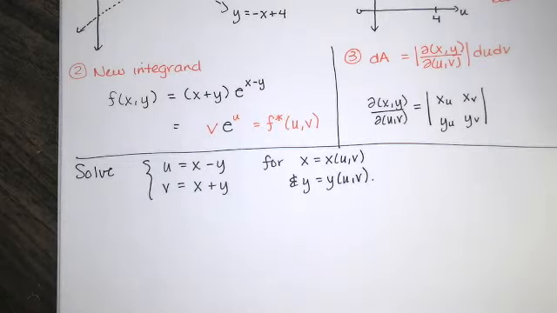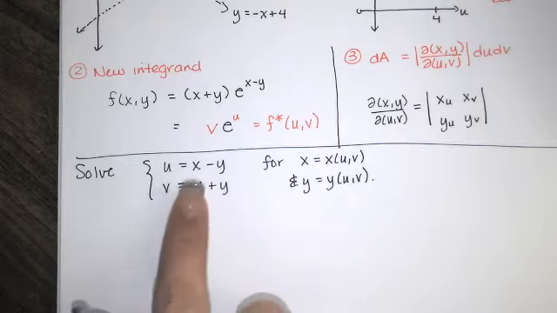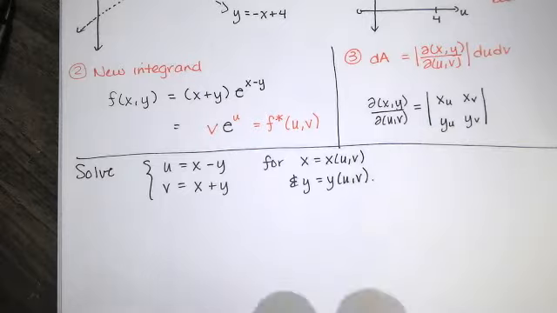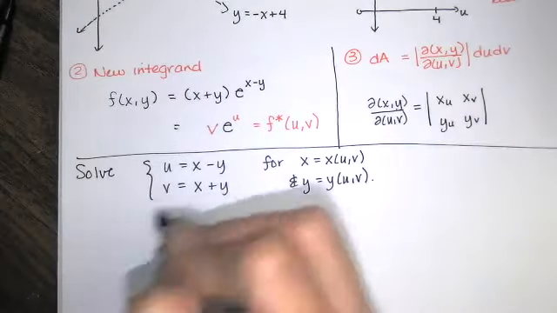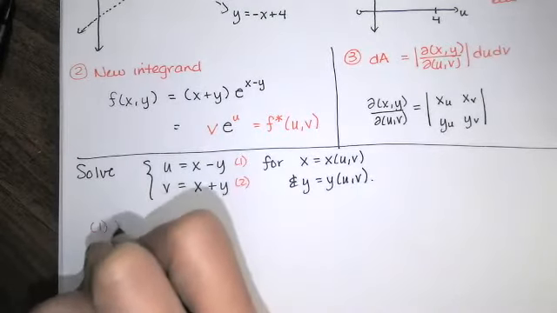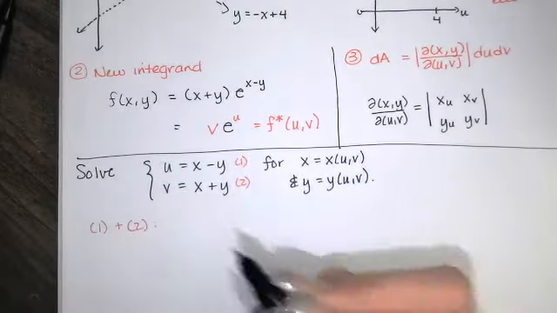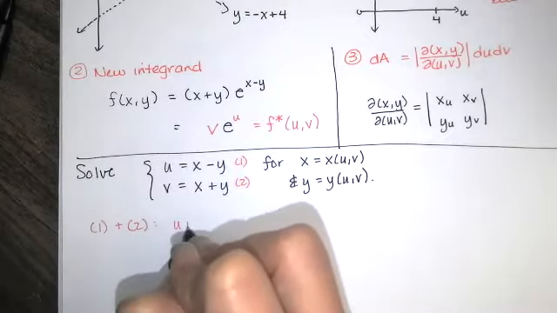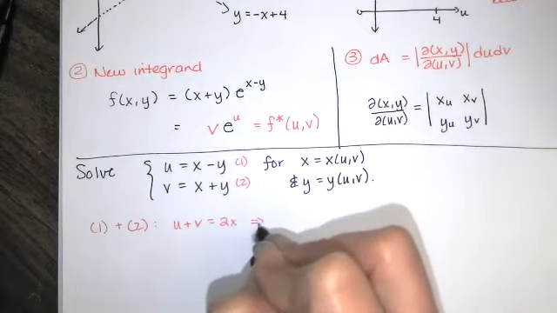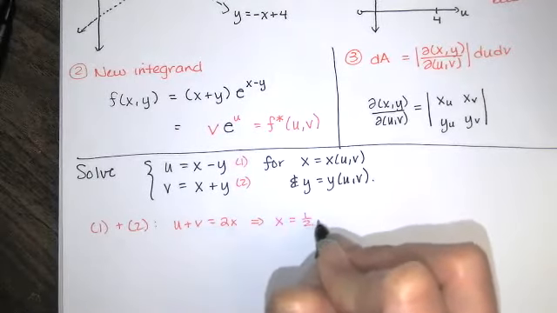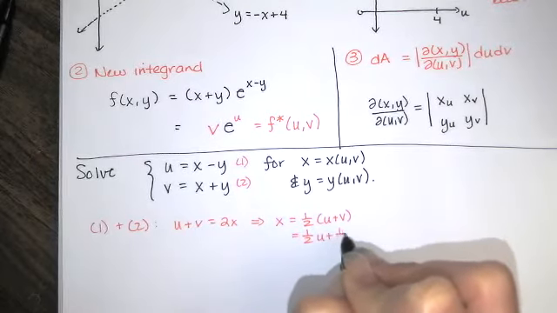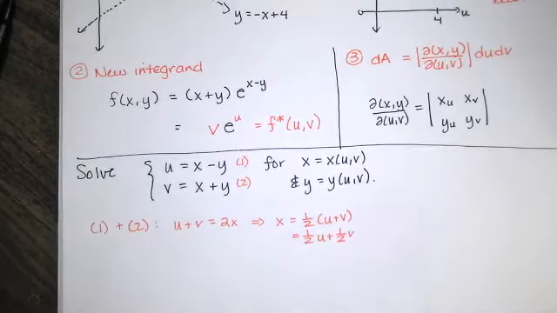Okay, so let's solve for x first. I can see it's pretty easy to solve for x, because if I add these equations together, my y's are immediately eliminated. I'll call this equation 1 and this equation 2. Let's do equation 1 plus equation 2. That's going to give me u plus v equals 2x. So then I'll solve for x by dividing both sides by 2. So I have 1/2 u plus 1/2 v.